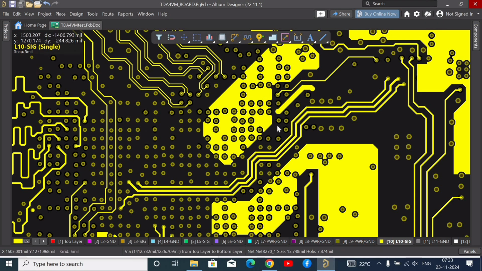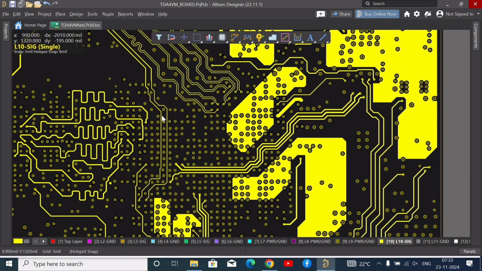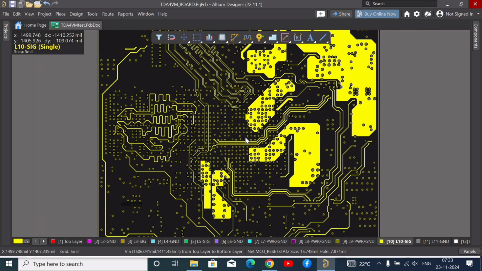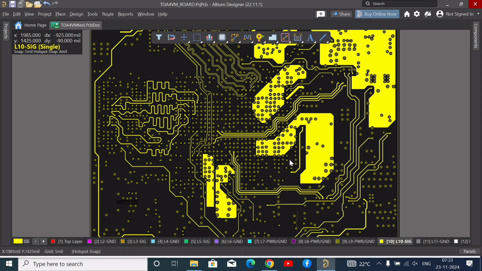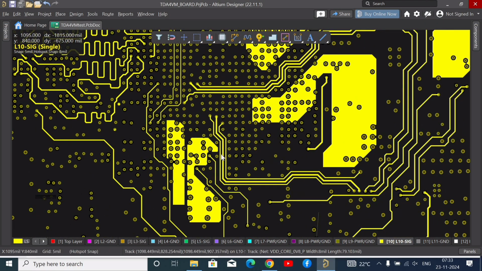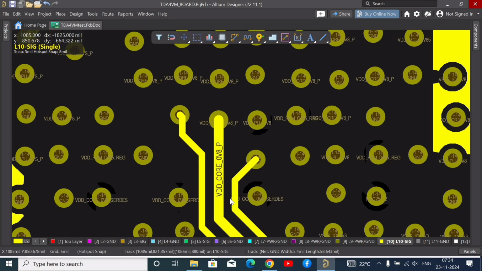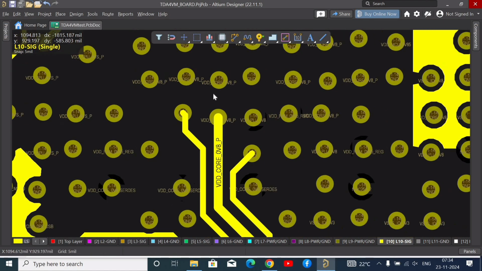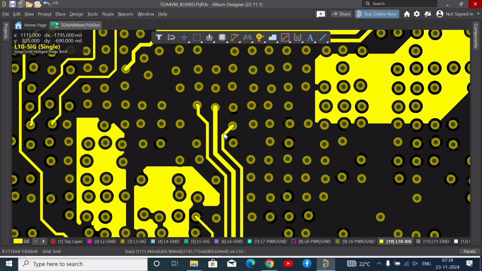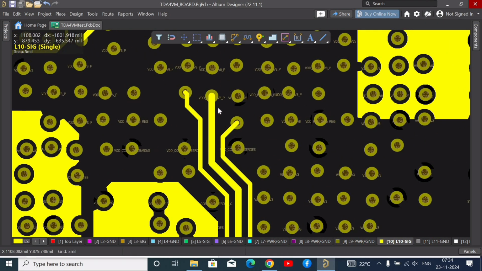this processor. Here we have the processor. So this is the pseudo differential pair routing. Here we also have pseudo differential pair routing for the feedbacks of these power rails. As you can see here, this is routed along with these two ground lines, not signal, ground lines. This is kind of shielding this feedback line.